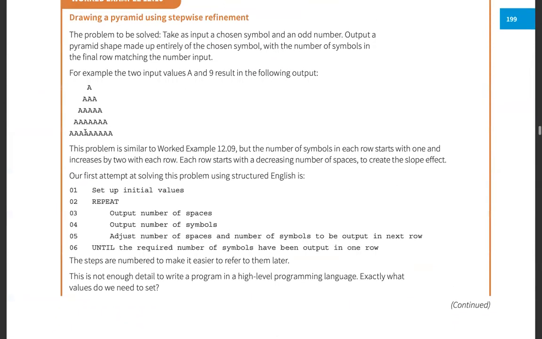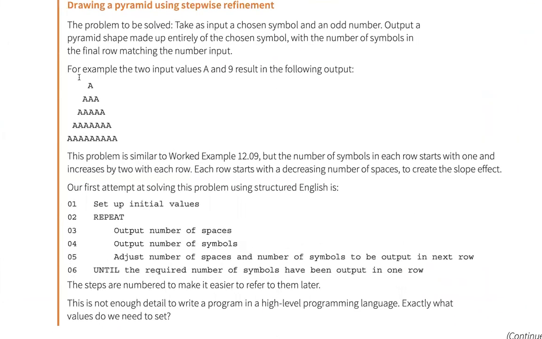So for example, we're running the pyramid program. It takes two inputs, a character and an odd number. And basically based on these two values, it generates this pyramid. The odd number that you input represents the lowest row. So if, for example, I entered 9 here, it has 9 of these characters at the lowest row. And it basically starts from here and creates a pyramid-type shape based on these two inputs.